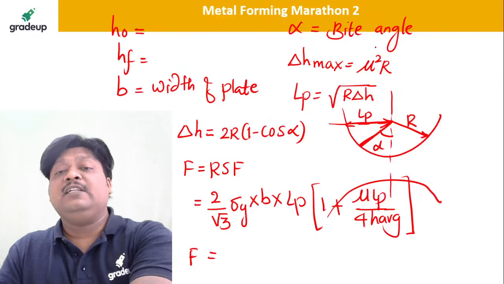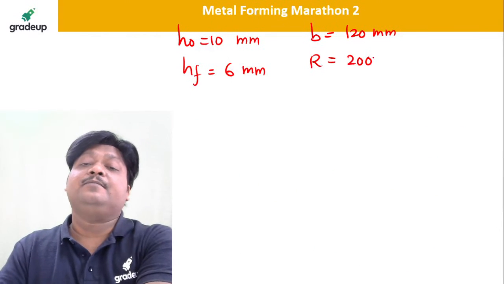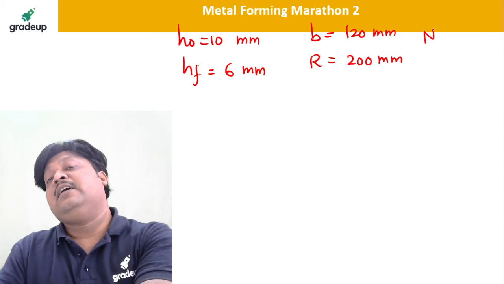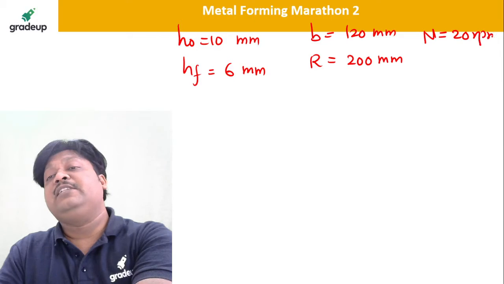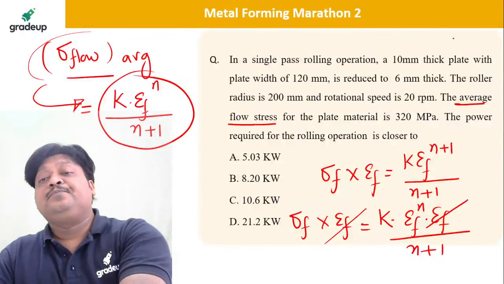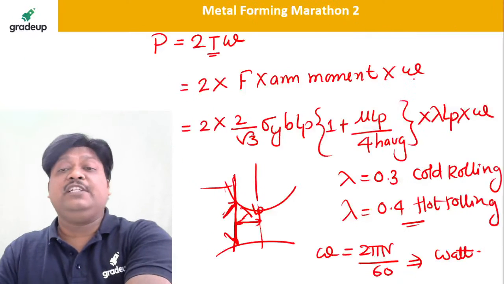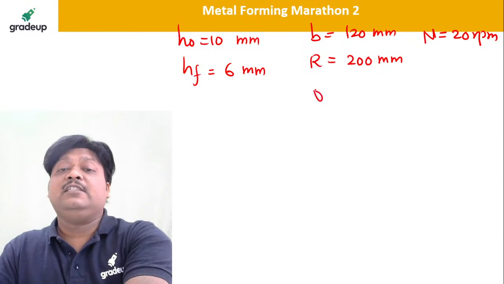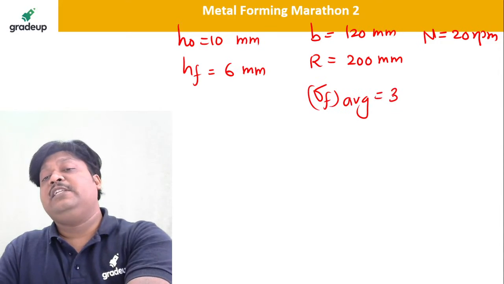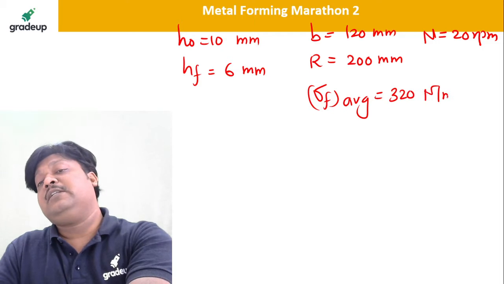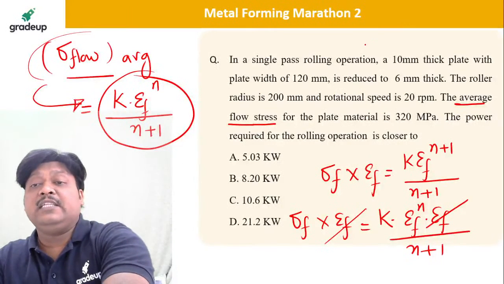Radius of roller is given. Radius of roller R is equal to 200, and the rotation N is equal to 20 revolutions per minute. It is given, right? Then the average flow stress of the material is how much? 320. Average flow stress, sigma flow average, is equal to 320 megapascal, Newton per mm square. Right? I hope it is clear. All the things I have written now.